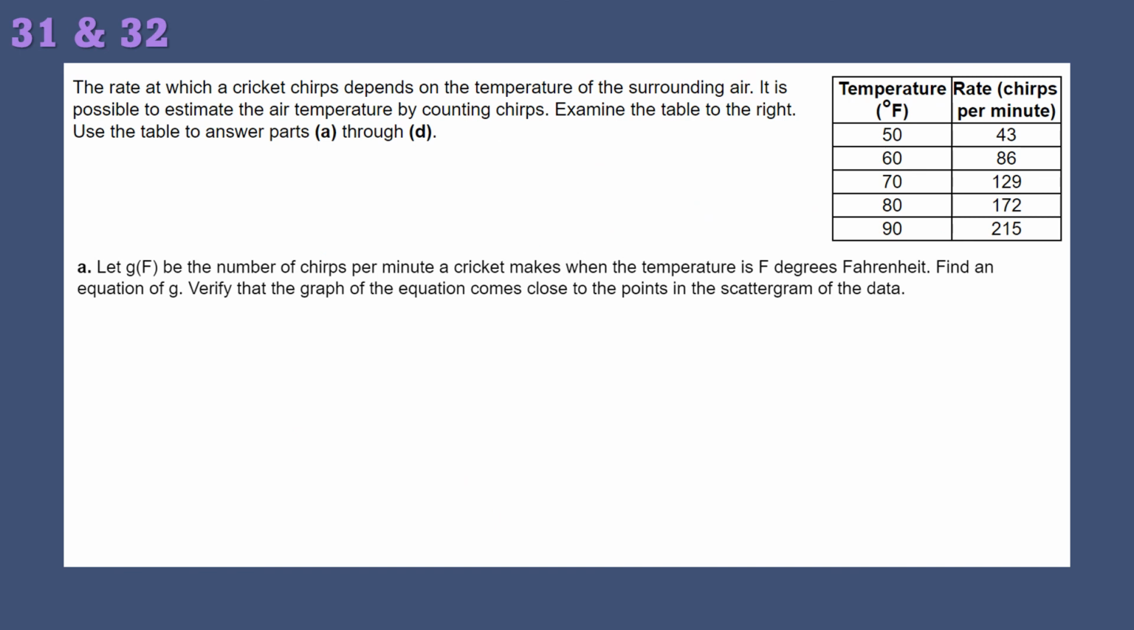The rate at which a cricket chirps depends on the temperature. It is possible to estimate the air temperature by counting chirps, theoretically. So what we can do is look at the table, try to graph this, and find an equation that matches this. So what we're going to do is take that table and put it in Excel.